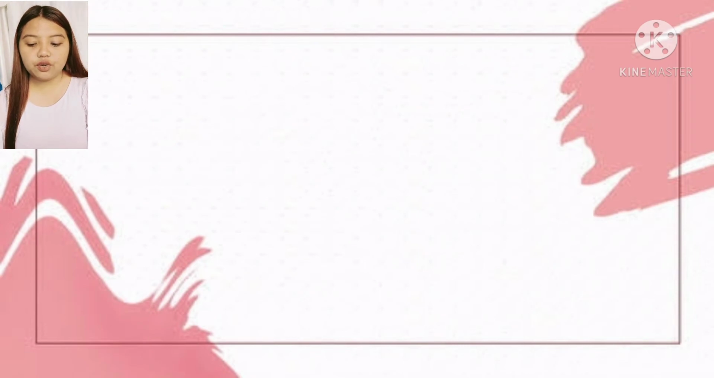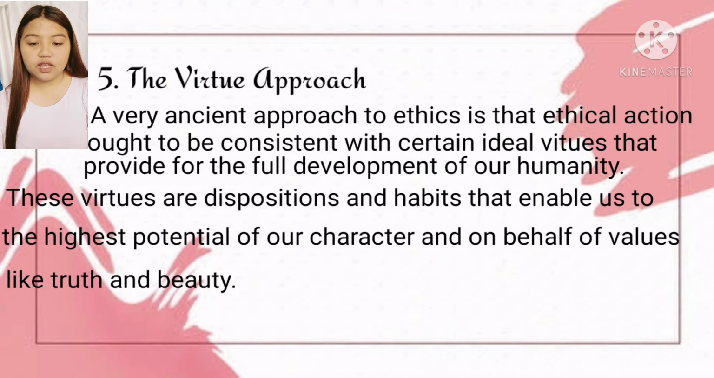And last, the virtue approach, a very ancient approach to ethics, is that ethical actions ought to be consistent with certain ideal virtues that provide for the full development of our humanity. These virtues are dispositions and habits that enable us to act according to the highest potential of our character and on behalf of values like truth and beauty. Honesty, courage, compassion, generosity, tolerance, love, fidelity, integrity, fairness, self-control, and prudence are all examples of virtue. Virtue ethics asks of any action, what kind of person will I become if I do this? Or is this action consistent with my acting at my best?